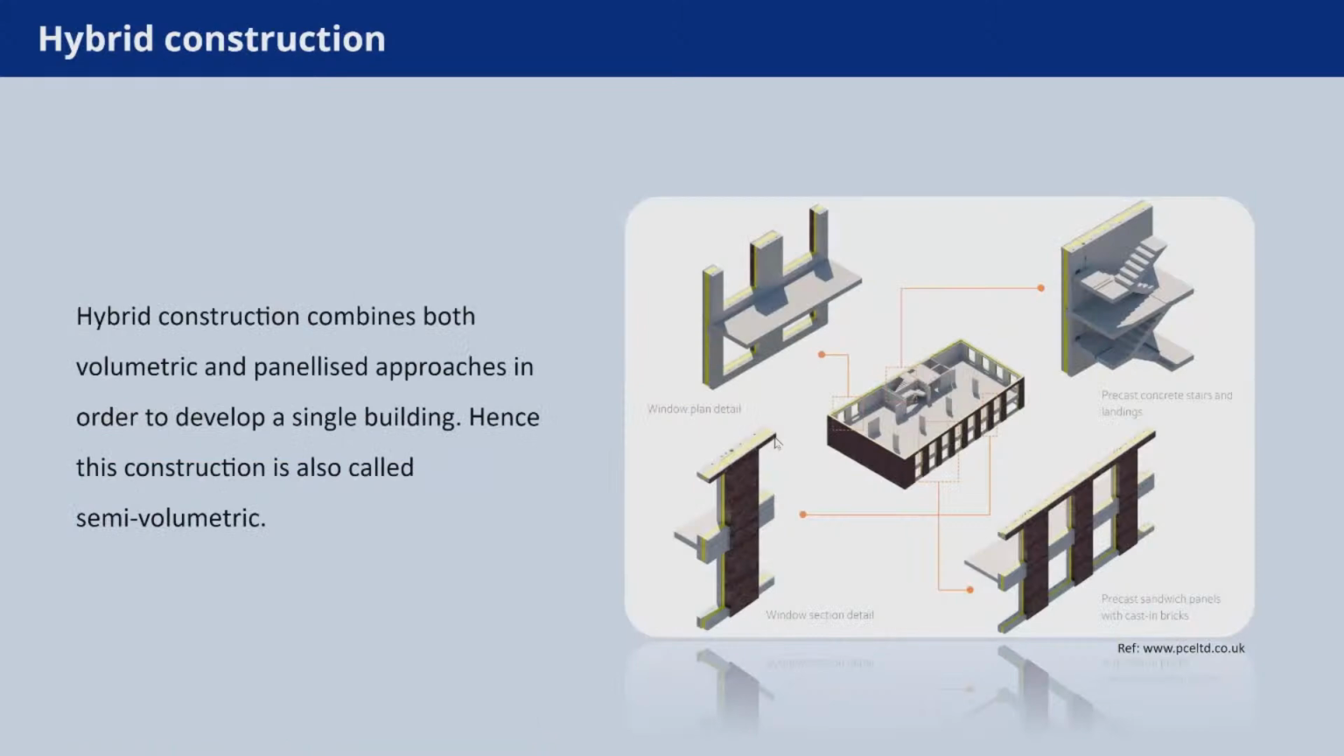Next one is hybrid construction. In order to create a single building, hybrid construction uses both volumetric and panelized processes. As a result, this construction is also known as semi-volumetric. The hybrid systems are either fully made or factory prefabricated building units. These units have the entire final finish. Once finished, the hybrid system units, also known as parts, are brought to the site. For example, highly serviced spaces such as toilets and kitchens are built as volumetric units, while the remainder of the house is built with panels.